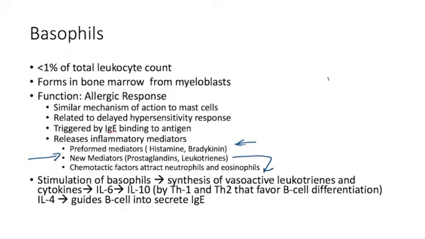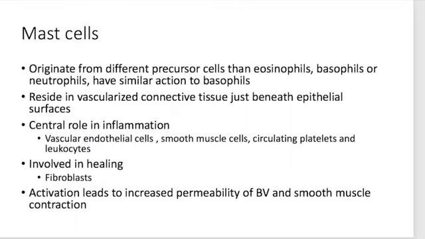Basophils are often increased at the sites of allergic reactions. There's also a response to things like ectoparasites such as ticks, and they're high yield for hypersensitivity, IgE hypersensitivity reactions. Mast cells are similar to basophils. They are generated from a different precursor cell, though.